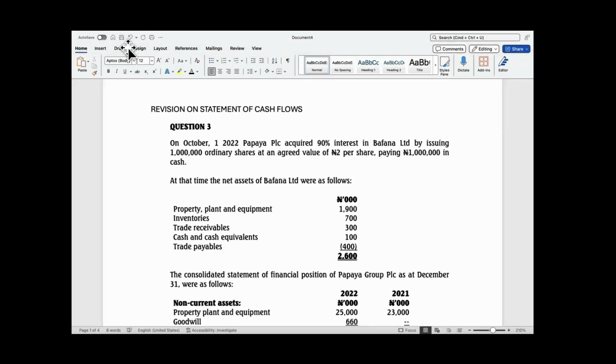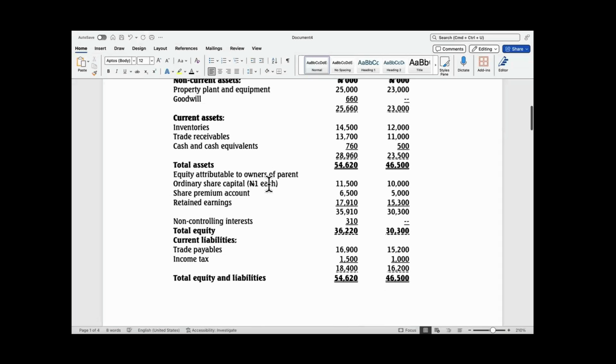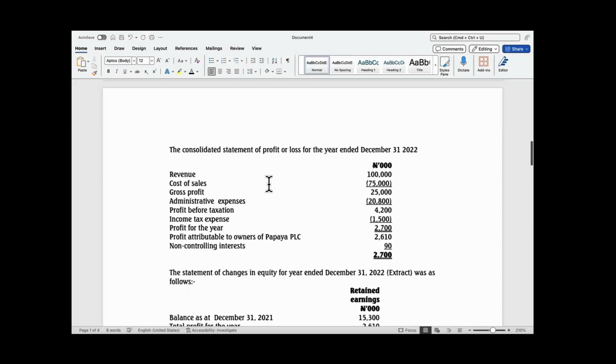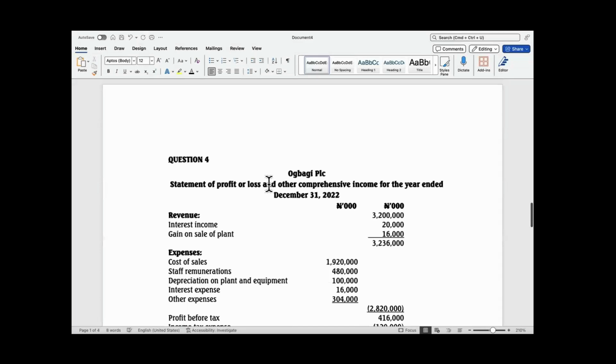So let's quickly go through these two questions on statement of cash flows from last diet. Let's see if we can solve each of them in 30 minutes per question, provided you're giving me figures as and when I need them, and it needs to be very fast. So, two questions.